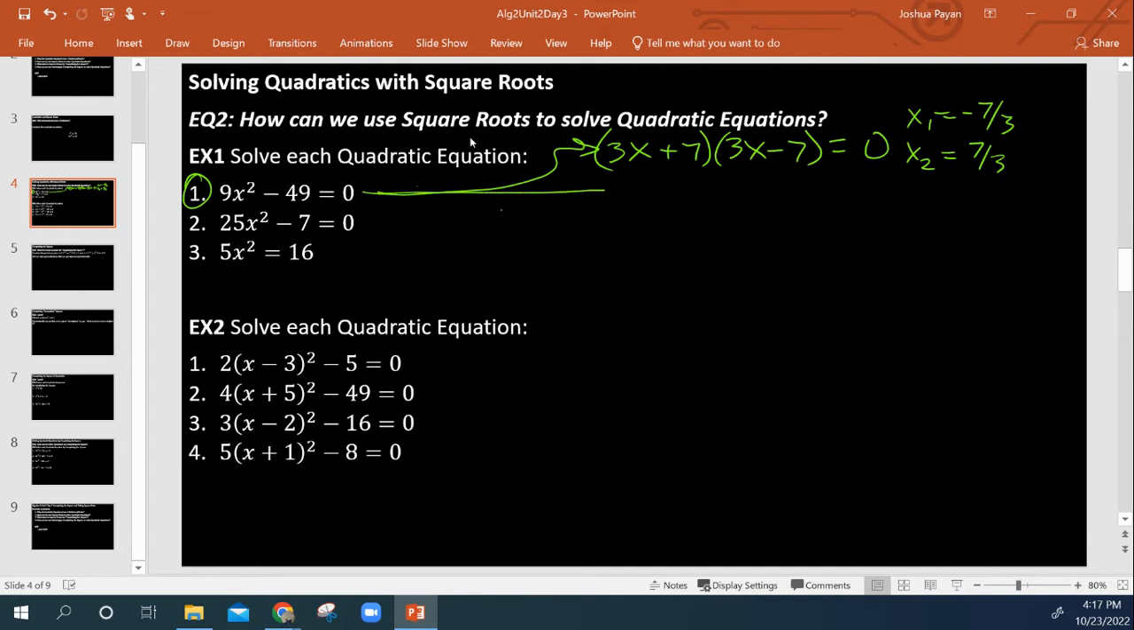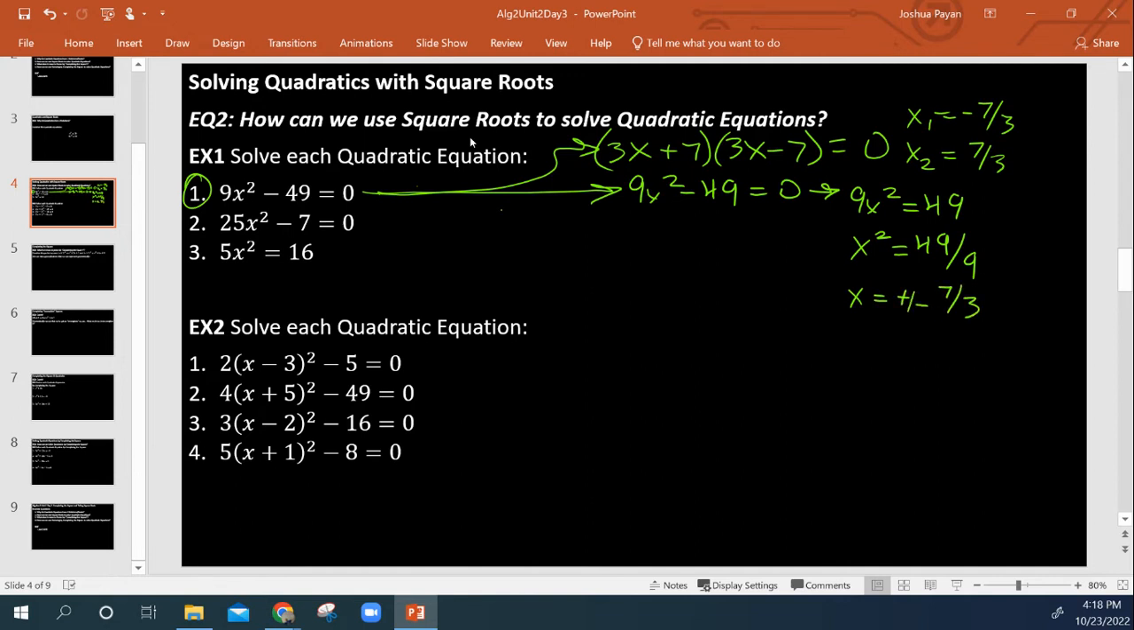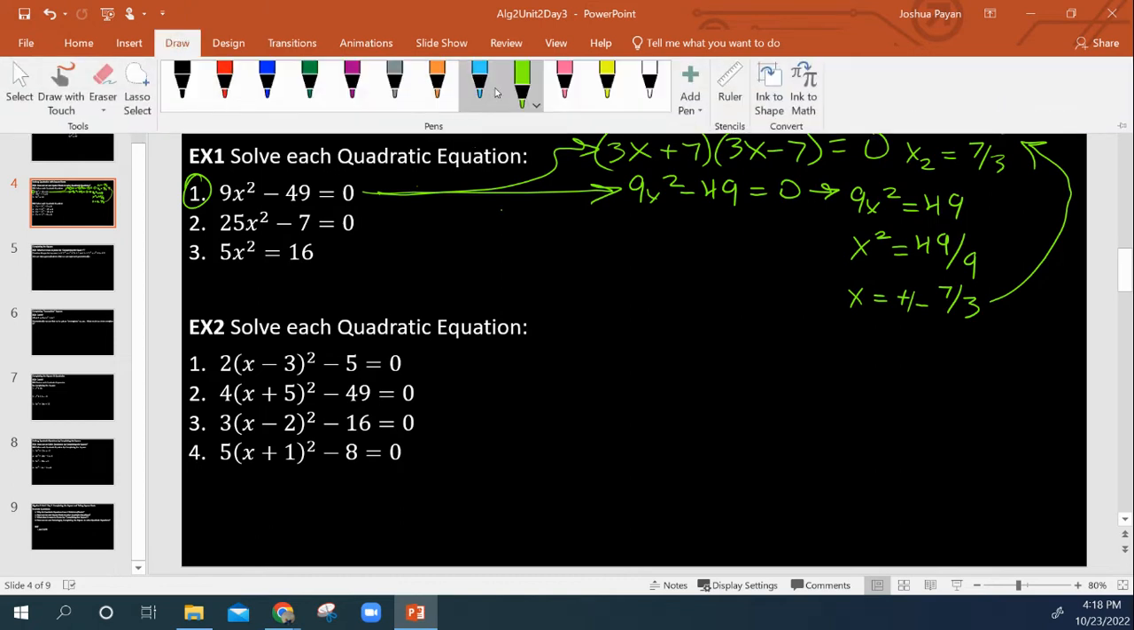Another way that we could do that is to just start getting x by itself. So I've got 9x squared minus 49 equals 0. Add 49 to both sides. Now I have 9x squared equals 49. Divide by 9 on both sides. Take the square root of both sides, and we get the exact same thing, that x is equal to plus or minus 7/3, right? So let's see another example of that here.